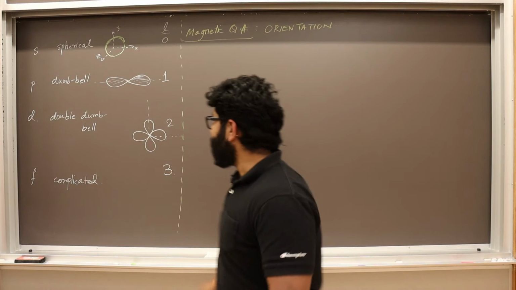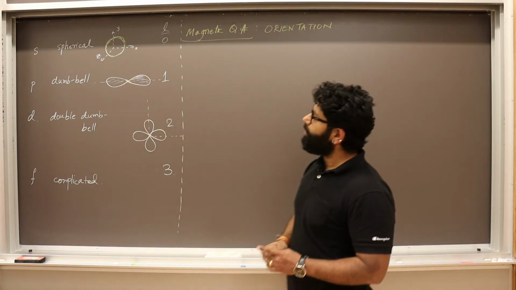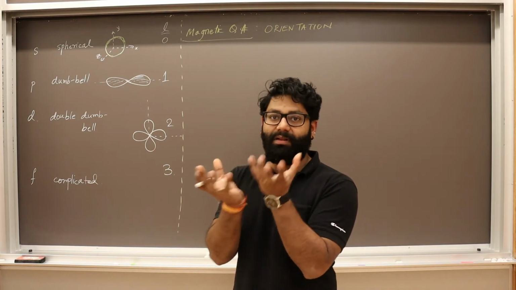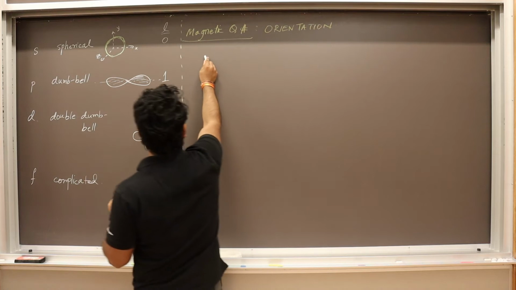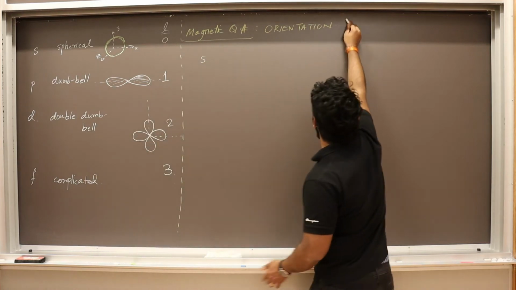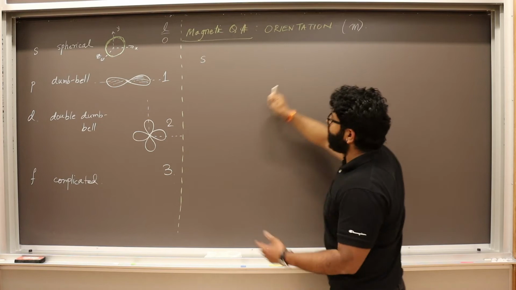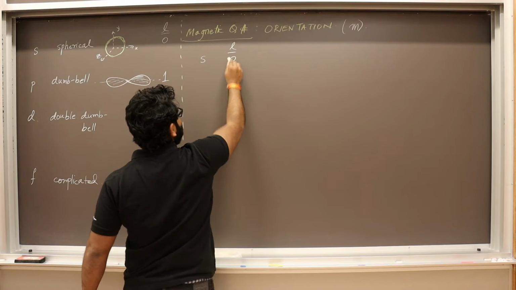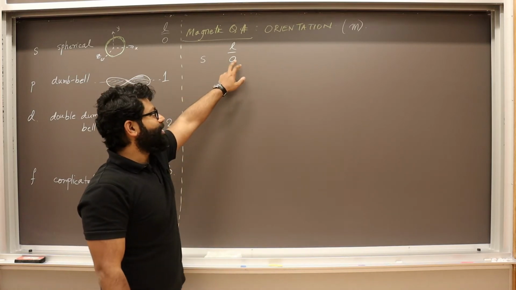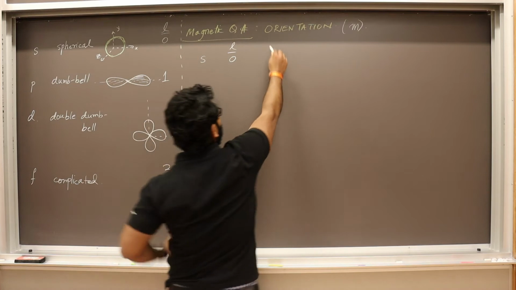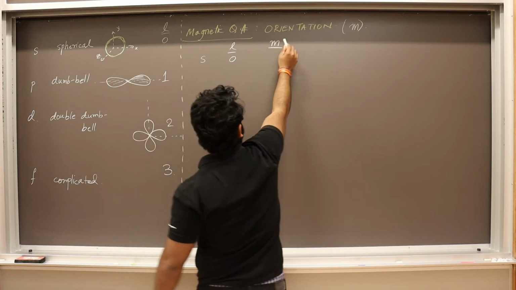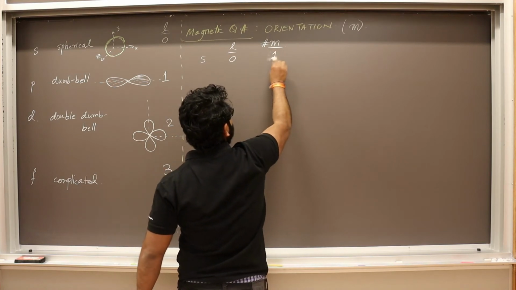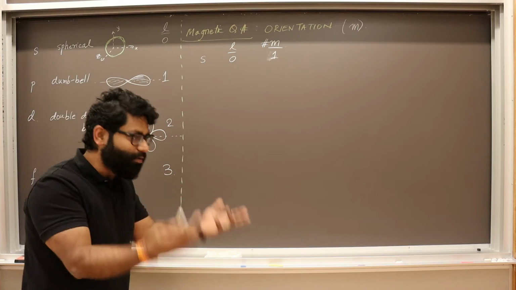Now, let's see. So, if you have a spherical shape, there is only one way in which you can place that. So, there is only one possible orientation. So, for an s orbital, this is represented by m. So, for a spherical orbital which has L, the azimuthal quantum number, of 0, how many m's are possible? Only one. How many types of orientations are possible? There's only one orientation possible.